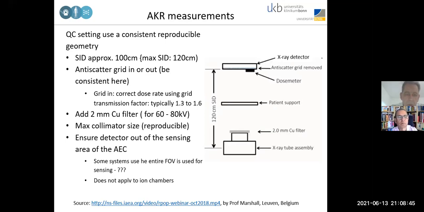We recommend 2 millimeters of copper and maximal collimator size. That should be reproducible. If you open it up, then you know it's always open. Ensure the detector is out of the sensing areas of the AEC.